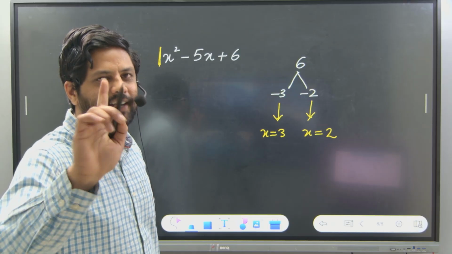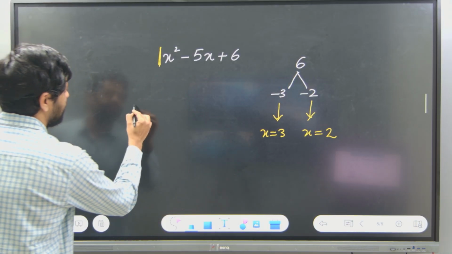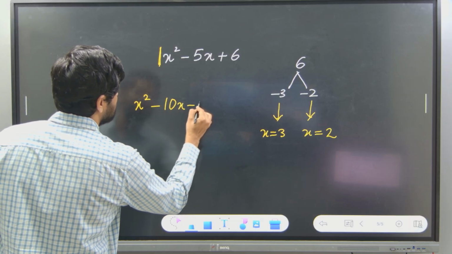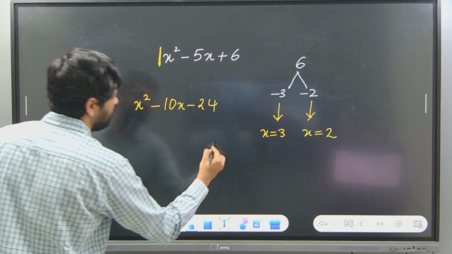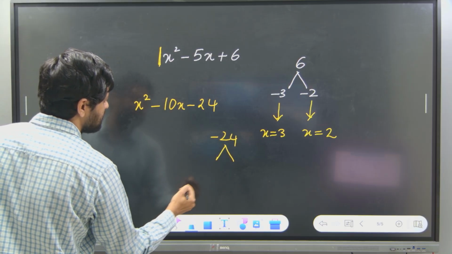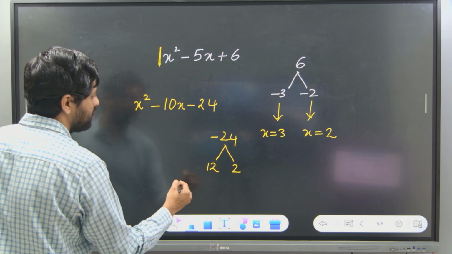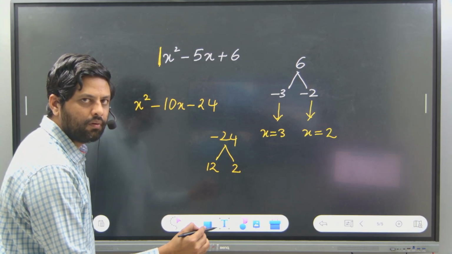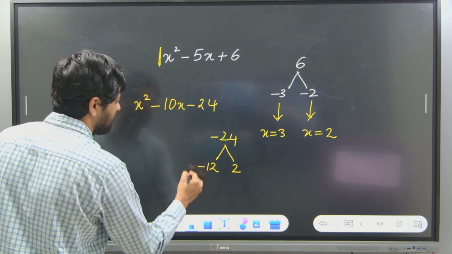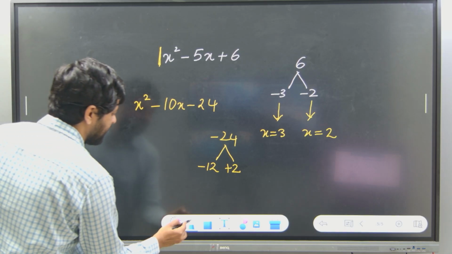I'll tell it to you tomorrow what has gone wrong in the previous trick. Anyways, say for example, you have x square minus 10x minus 24. When you split minus 24, what will you write it as? 12 and 2. What signs for 12 and 2? 12 is minus, minus 12 plus 2, because I want minus 10x.